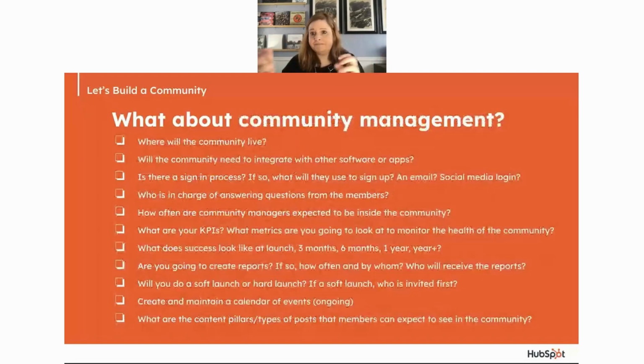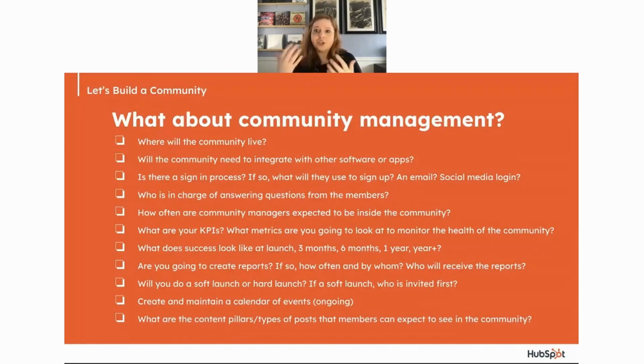And then community management. Now that we're building things out, you need to think about, from a management perspective, from an admin perspective, what tools are we using? Do we need to integrate with anything? Do I have a tech stack that I need to be considering? What kind of KPIs are we looking at? What kind of reports are we creating? How often are we doing reports? Are we doing monthly? Are we doing QBRs? Who gets those reports? Who in leadership needs to know what we're doing? What goals are we setting?